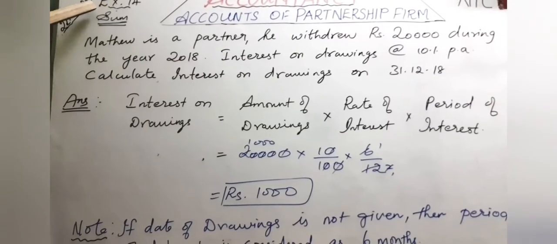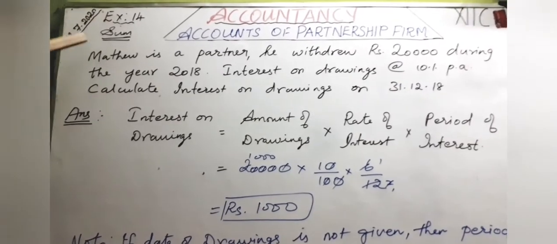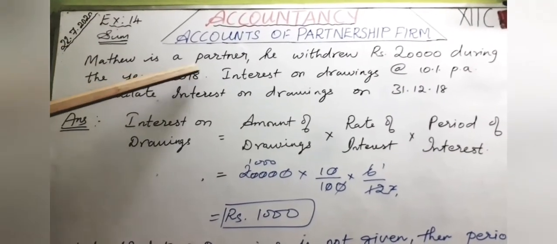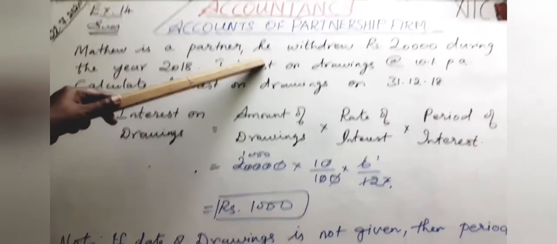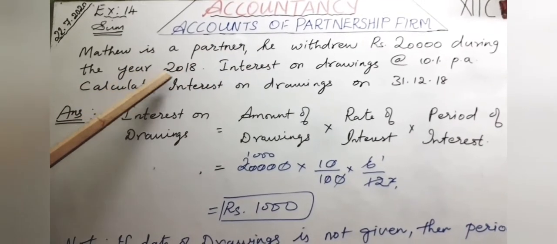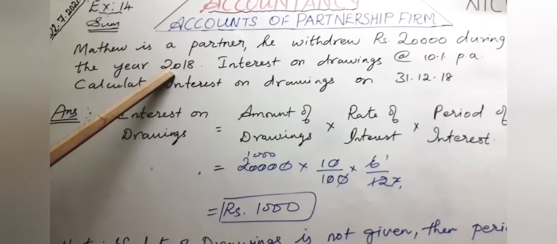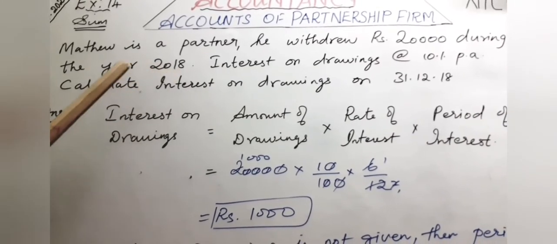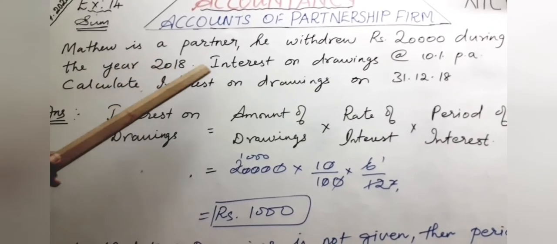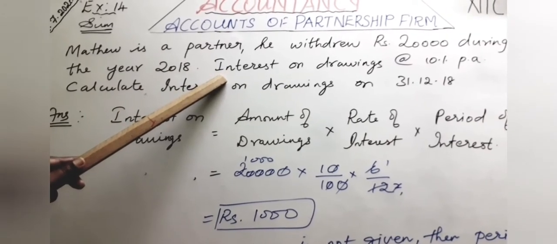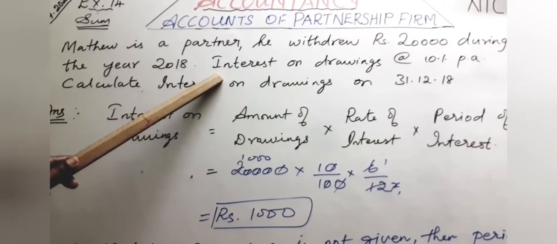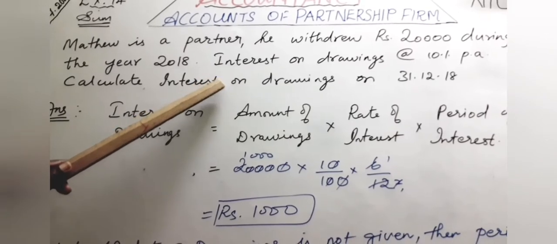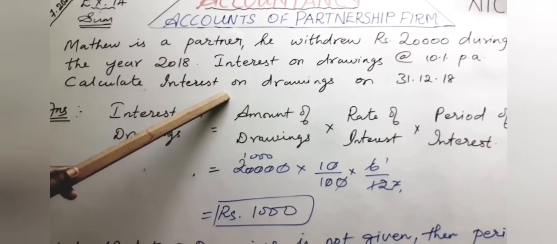Students, now let us work out exercise 14. The question goes like this. Matthew is a partner. He withdrew rupees 20,000 during the year 2018. Okay, you have to note this point. No date is given. Just the words during the year are given. Next you see, interest on drawing at the rate of 10% per annum we want to calculate for the year 2018.